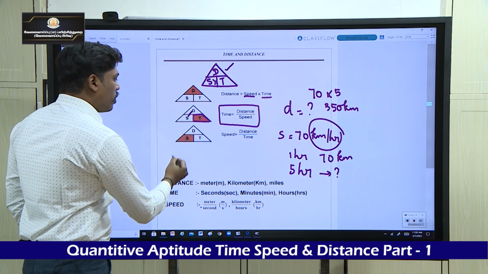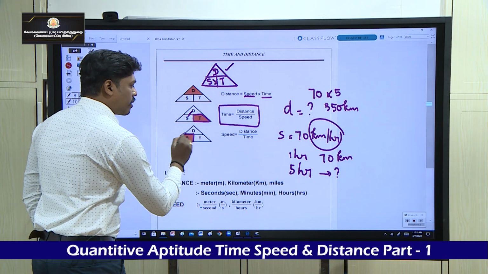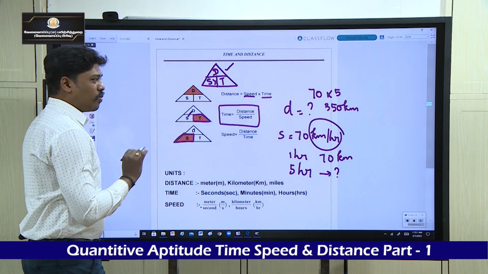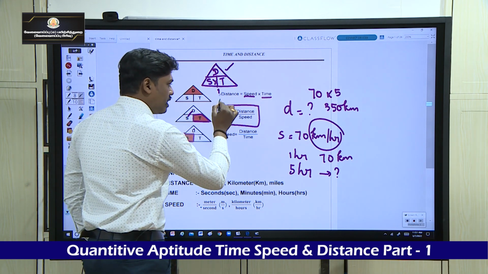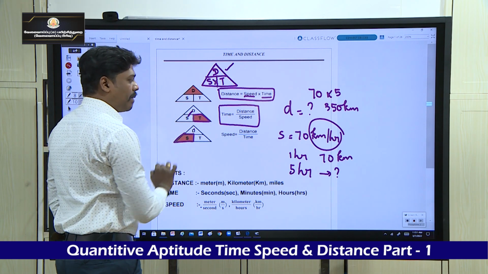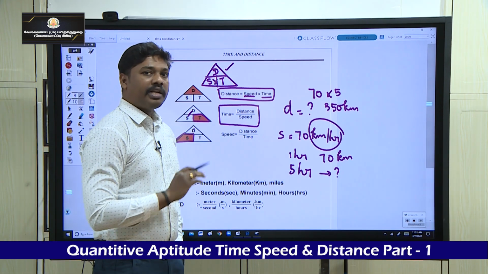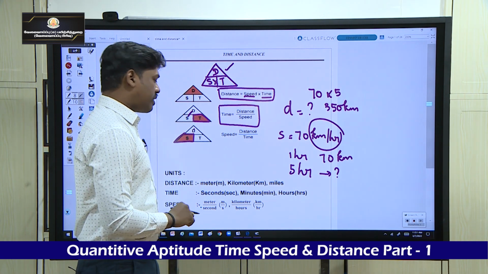In case you want speed, what can you do? Speed is equal to distance by time. There is only one basic formula: distance equals speed into time. With this we can find the time as well as speed. So that's the formula. Next we can see about the units.